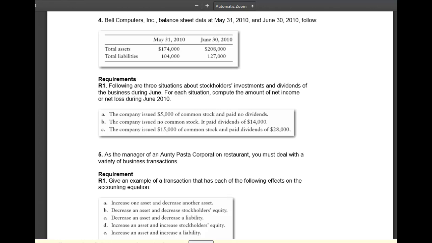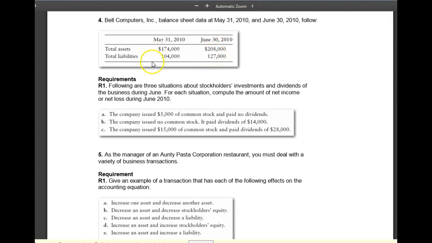Now we're ready for number 4. And number 4 is kind of challenging, but it's still lots of fun. Here's a scenario. You've got that kind of laid out. Now what's interesting about that is they give you 2 periods of numbers. You've got assets and liabilities for May and assets and liabilities for June.